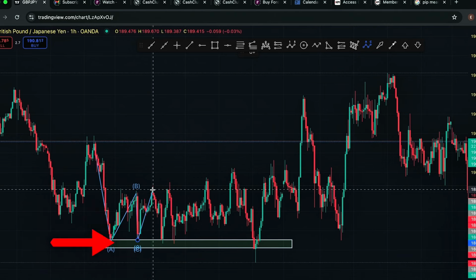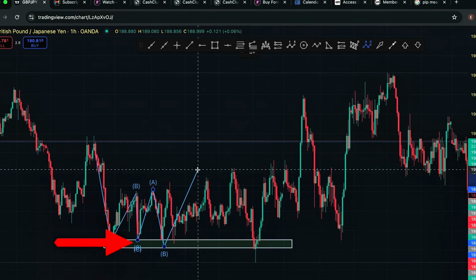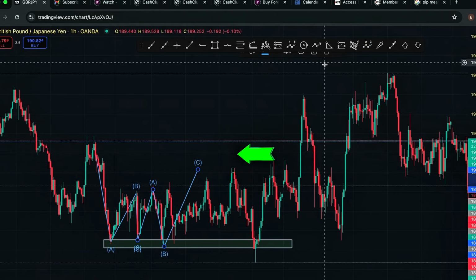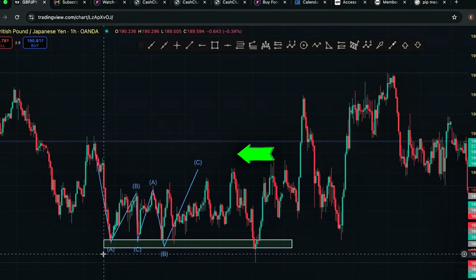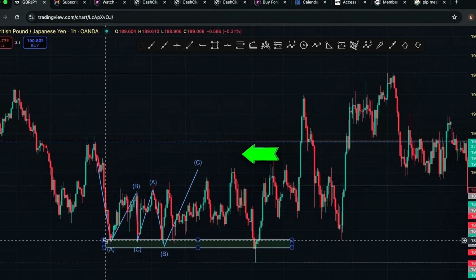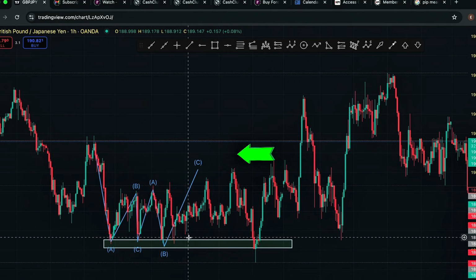So here, this place here is our support. And this zone up here is seen as our resistance.